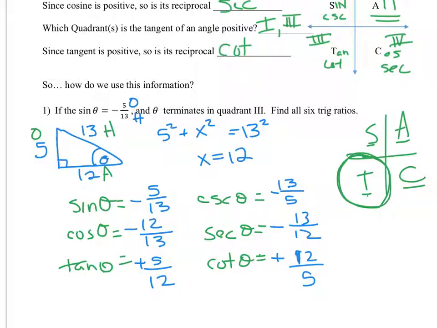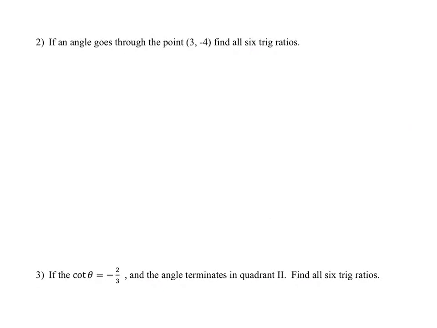The big difference today is the fact that if I'm in a different quadrant, I'm going to have different things being negative. So with this one, if an angle goes through the point 3, -4, find all 6 trig ratios. What we have to do is find that point. So it's 3, -4. So it's right about here.